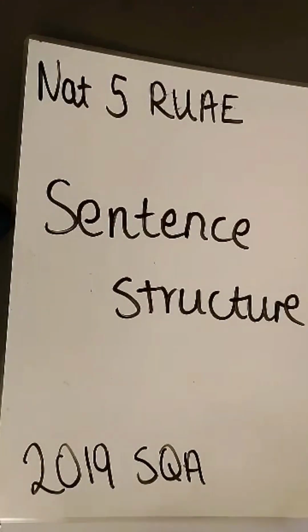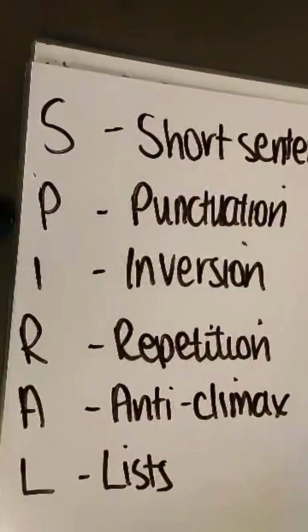Before we get into the questions though, I think it would be good for us to just revisit what exactly it is that we're looking for with sentence structure, because there's a lot packed in there that you could be looking for. And we've got a handy acronym to help us remember, which is SPIRAL. And this is what all your bits of SPIRAL stand for.